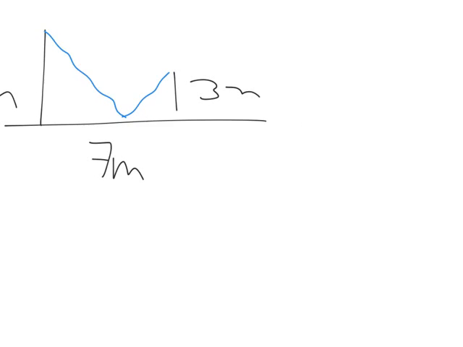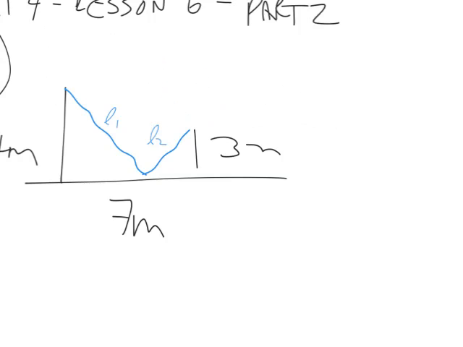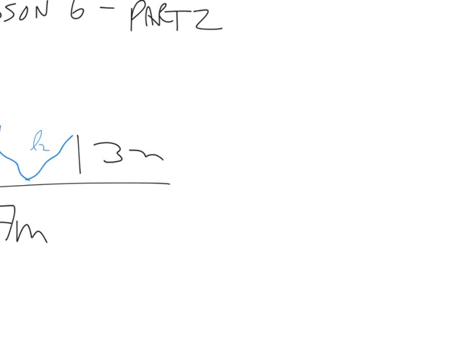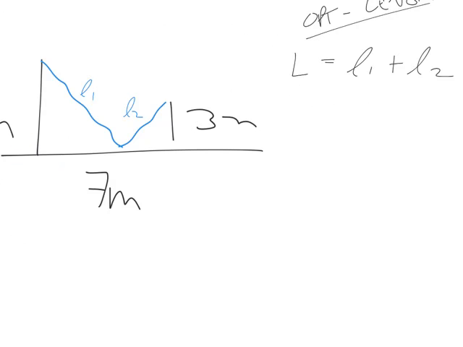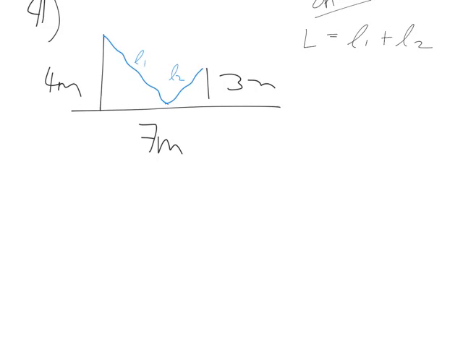Zoom in a little bit here. I'm going to call the lengths L1 and L2 because that's what we want to optimize. So our optimization equation: we're going to optimize length, so length equals L1 plus L2. In order to do this, we need to figure out what the respective L1 and L2 are.